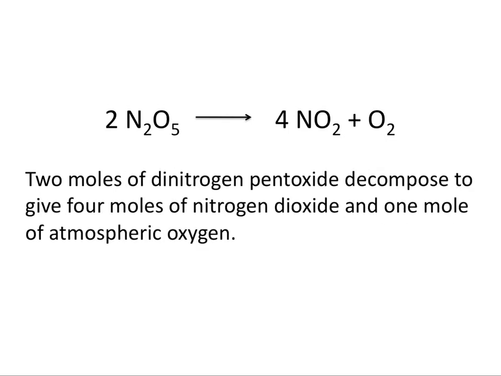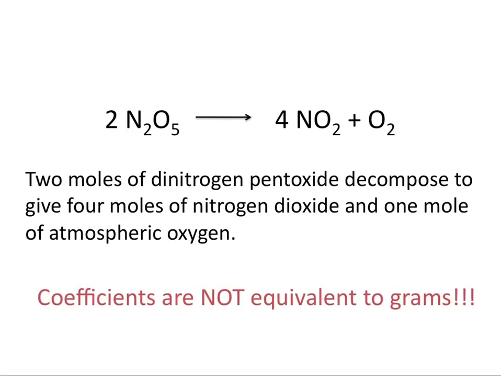This equation could also be read that 2 moles of dinitrogen pentoxide decompose to give 4 moles of nitrogen dioxide and 1 mole of atmospheric oxygen. And we can use this relationship to tell us how much reactant would be required to give a certain amount of product, or how much product would be produced from a certain amount of reactant. It's important to remember, however, that these coefficients are equal to moles or molecules, but they are not equivalent to grams.